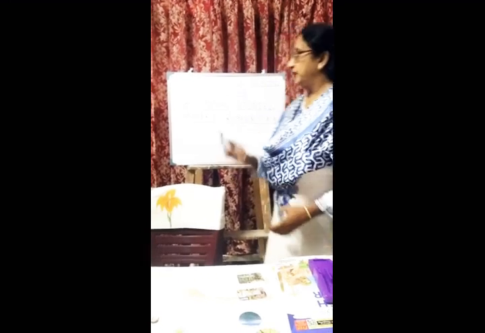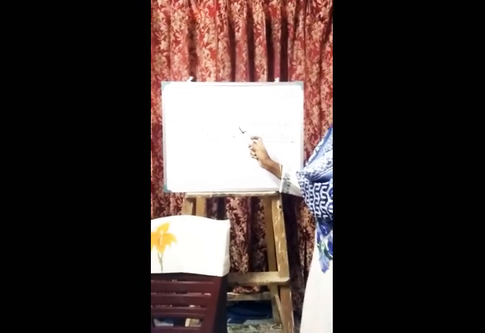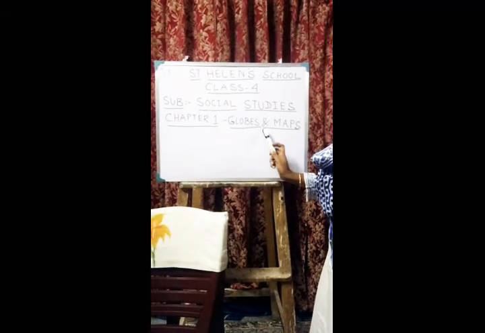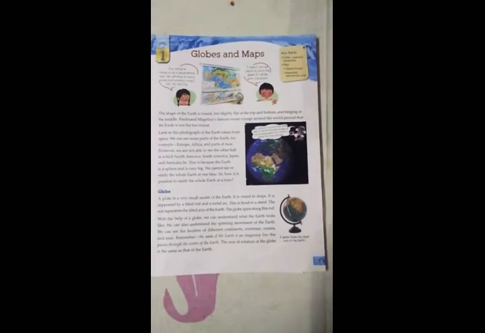I, Jayanti Chaudhary, today I am going to discuss with you Class 4 Social Studies Chapter 1, Globes and Maps. Children, please open Chapter 1, page number 7, Globes and Maps.